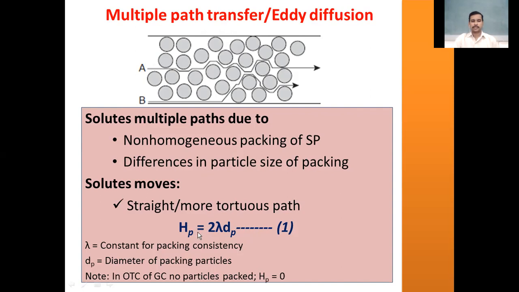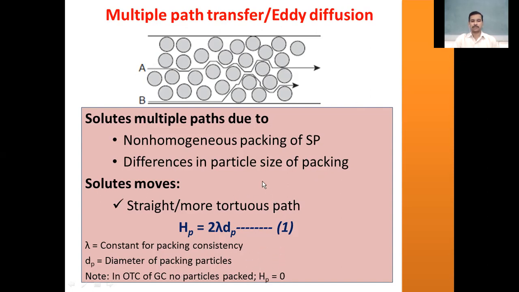Therefore, the plate height will be increased due to inconsistency of the packing of the stationary phase into the column and differences in particle size of the packing, and that is written as Hp is equal to 2 into lambda into dp. Let me call this equation number 1. This is the equation with respect to multiple path transfer of the solute, or eddy diffusion, where lambda is a constant for packing consistency and dp is the diameter of the packing particles, that is, the stationary phase particles.